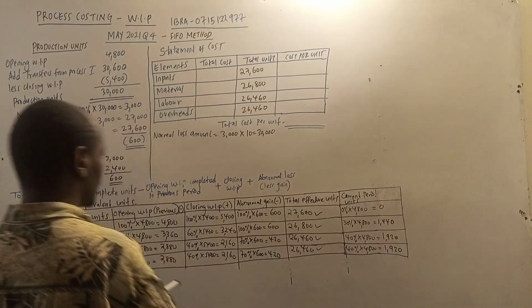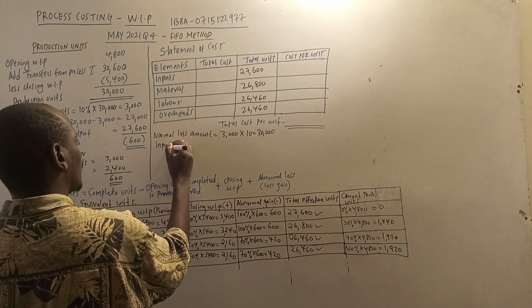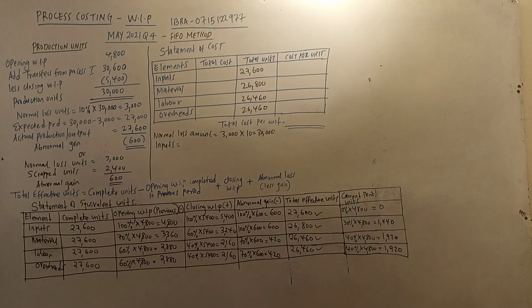So let's start with the inputs. Now inputs, let's go to our equation for inputs. Which process are we preparing first? We need to check the process that we are preparing. Now we are preparing process 2. Meaning what comes from process 1 is the input. So what are the transfers from process 1?